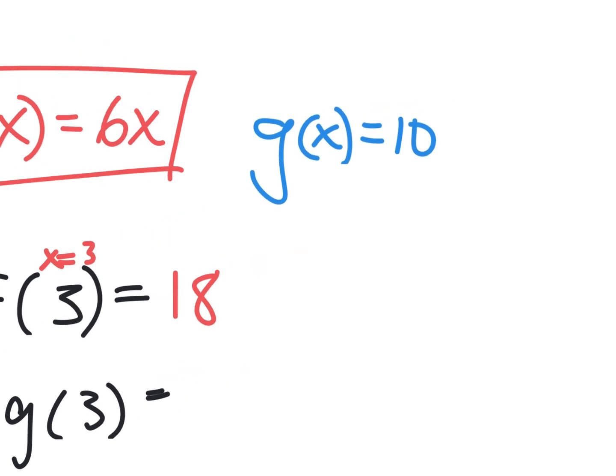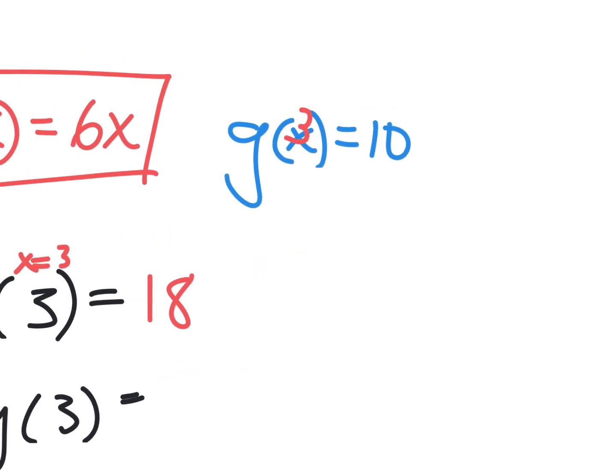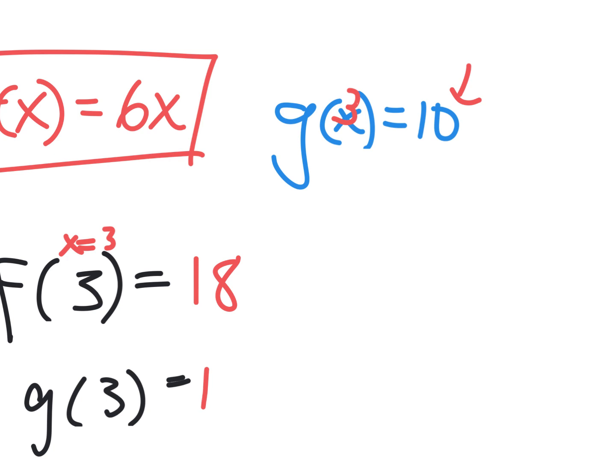I know it's weird. You're like, okay, so I stick a 3 in here, but there's nowhere to put a 3. That's because they always want the answer to be 10. Whether you stick in 3 or 17 or 0, the answer's 10. So what's the answer? 10.